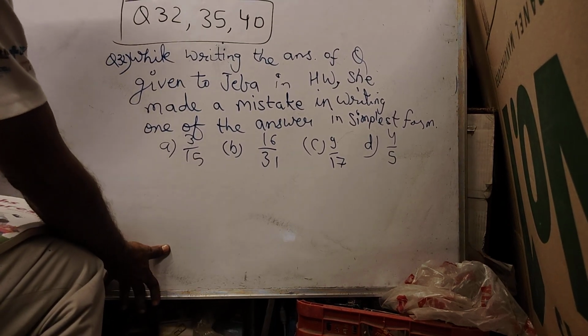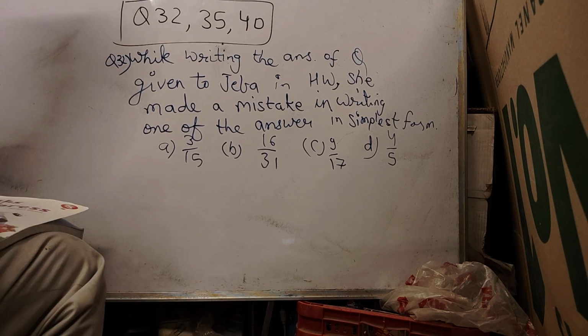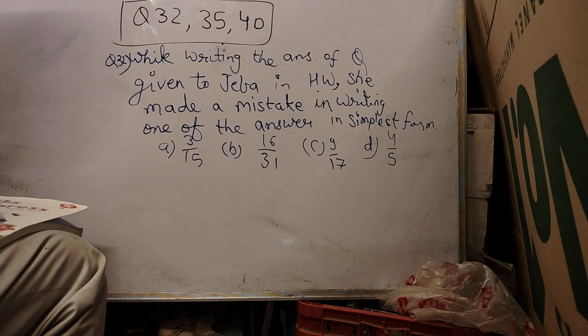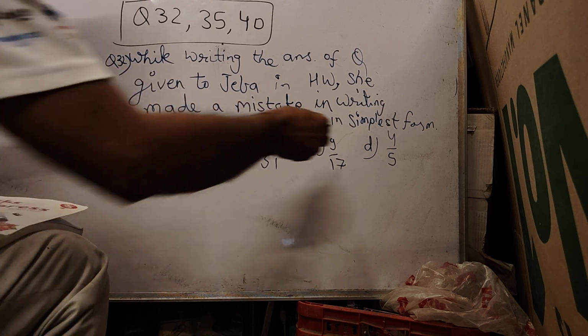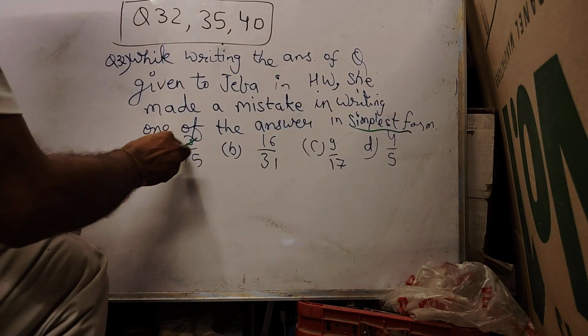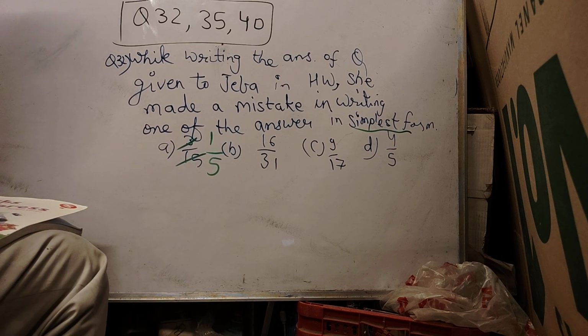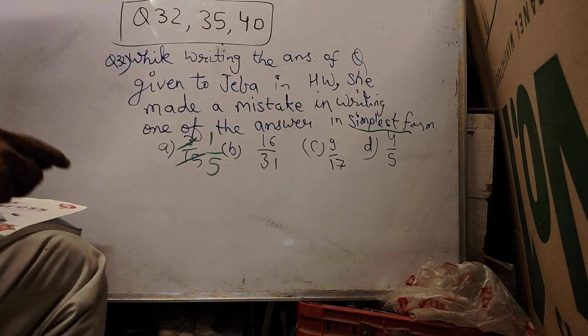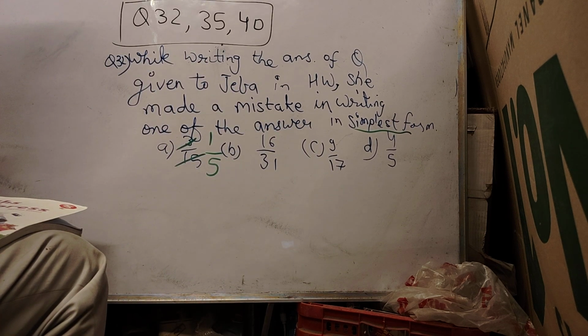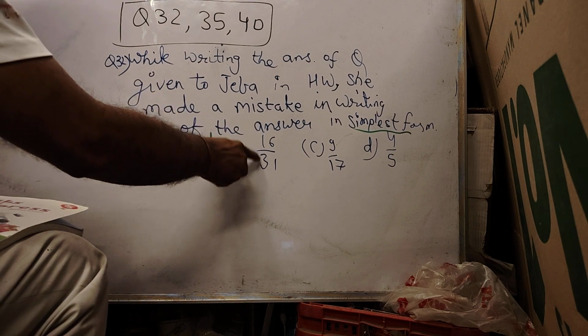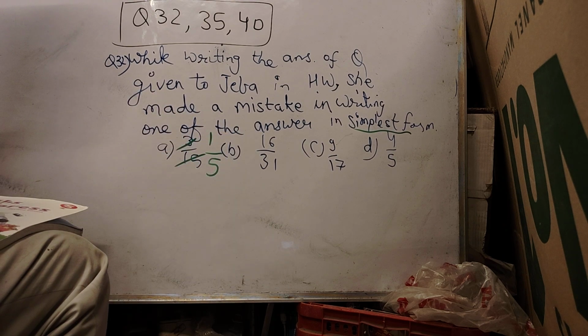But the correct answer, the question was on simplifying. Simplifying means simplest form. Simplest form is first one, 3 ones are 3, 3 fives are 15. So 1 over 5 in option A should be given. See, 17 is a prime number, 9 is not cancelling 17. This is the final, and 4 over 5 is also in simplified form.